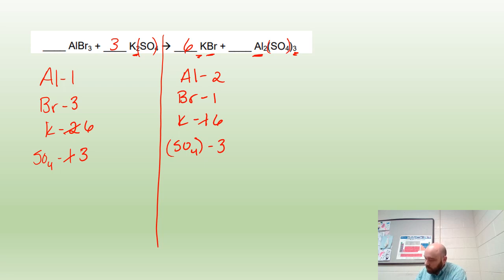If I put a 2 here, that would change this to 2 and this to 6. I do have 6 bromines over there because of the 6 in front of the KBr. And so we have a balanced chemical equation. We have 2 aluminum atoms on both sides, 6 bromines, 6 potassiums, and 3 total sulfate groups on both sides of the chemical equation. So that is balanced. 2 aluminum bromides react with 3 potassium sulfates to give us 6 potassium bromide and 1 aluminum sulfate.